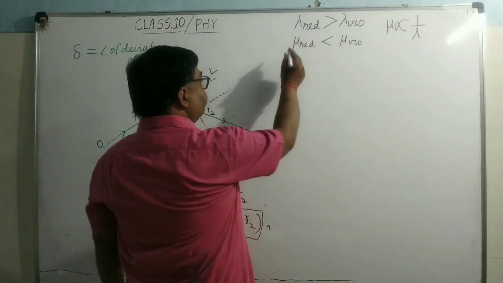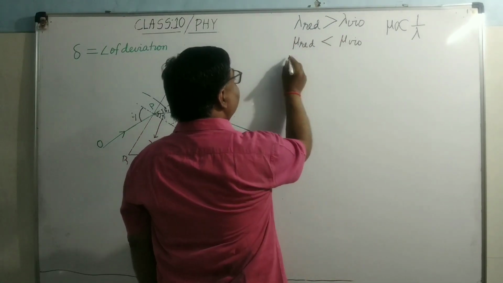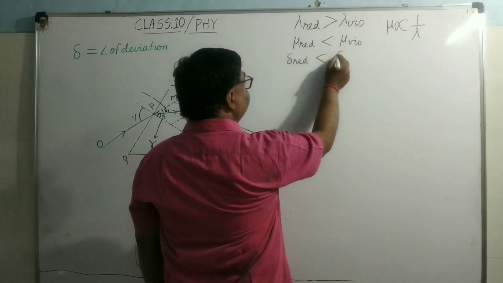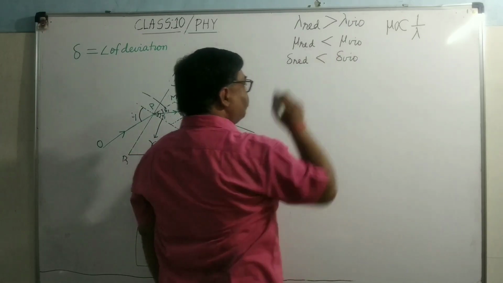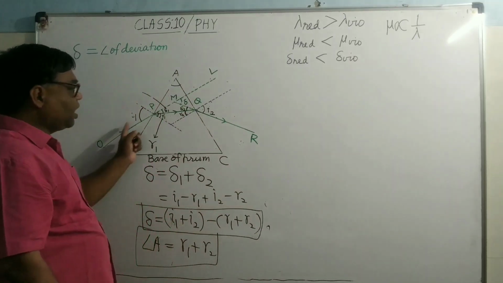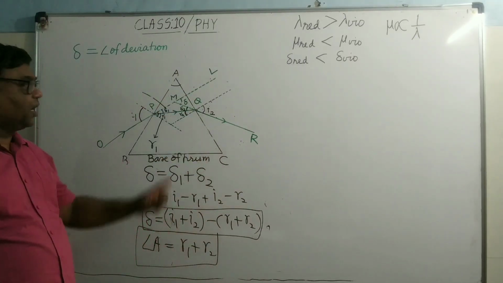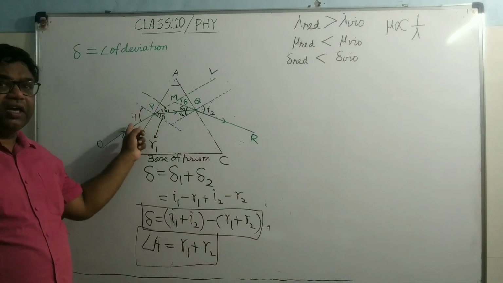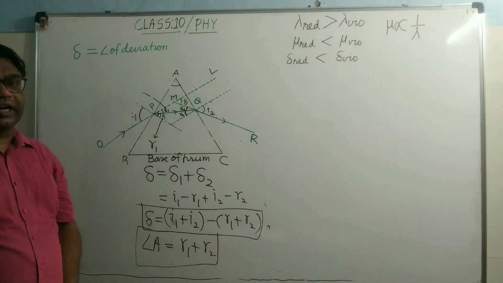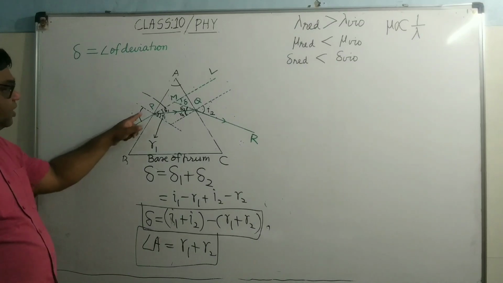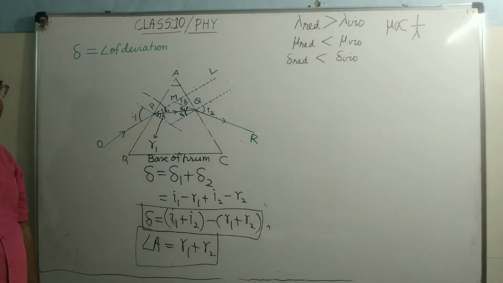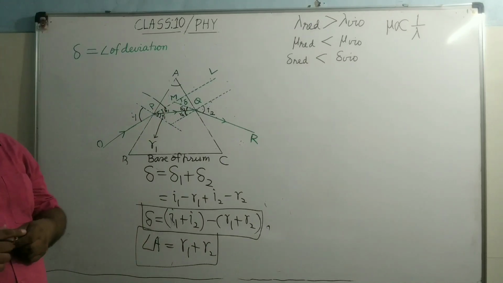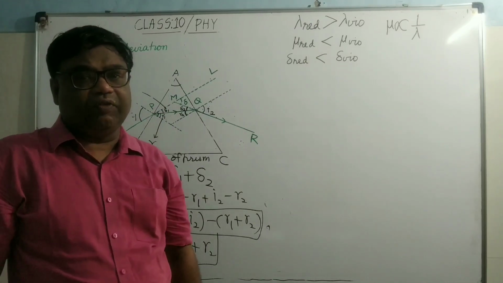So here mu is more for violet color, therefore for red color the angle of deviation will be less, and for violet it will be more. Red color ray of light will deviate by a smaller angle, and violet color, for the same angle of incidence, will deviate by a greater angle. Here it is monochromatic light. Monochromatic means single color, single color means single beam.